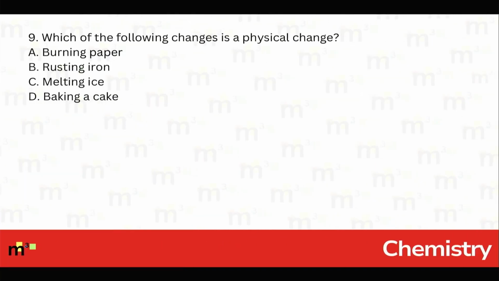Next, number 9. Which of the following changes is a physical change? A. Burning paper, B. Rusting iron, C. Melting ice, or D. Baking a cake. The answer here is C.